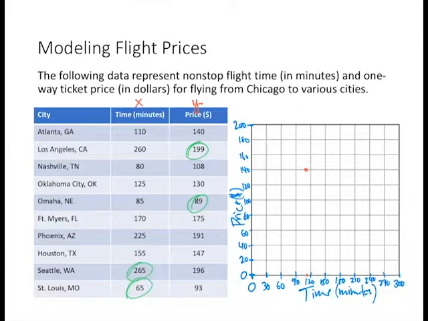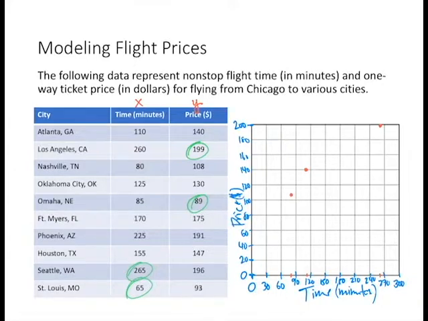So 260, 199. 260 is between 240 and 270, a little closer to 270. And then 199 is almost all the way at the top of our y-axis. 80, 108. 80 is between 60 and 90, a little closer to 90. 108 is between 100 and 120, a little closer to 100. So that's going to be right around there.